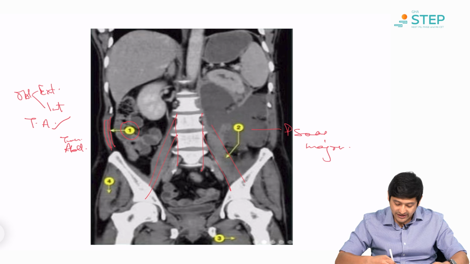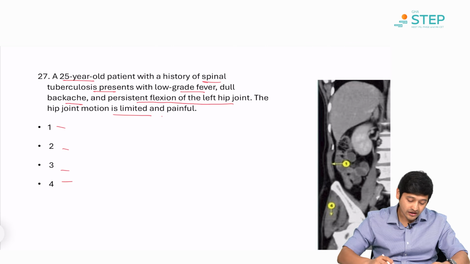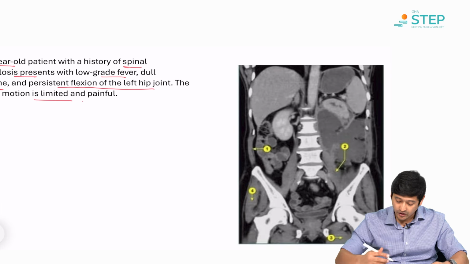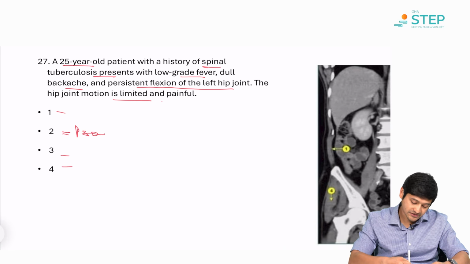Number 3 is in the adductor compartment. So this is the femur. This is in the adductor compartment of the thigh. Number 4 is in the gluteal region. This becomes the gluteus muscle. All right. So in our options, the one that we want is going to be option number 2. Option number 2 is involved, and this is going to be the psoas major muscle.